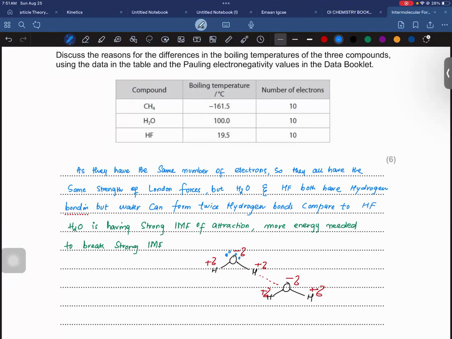Since both contain hydrogen bonding, it seems like they would have the same boiling temperature, but we have to count the number of hydrogen bonds. After considering this, we are able to know why water has a high boiling temperature. Okay, right?